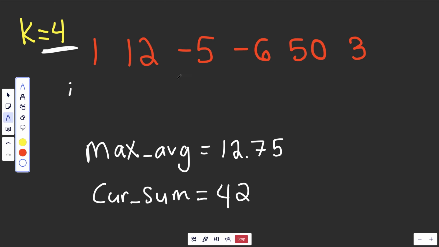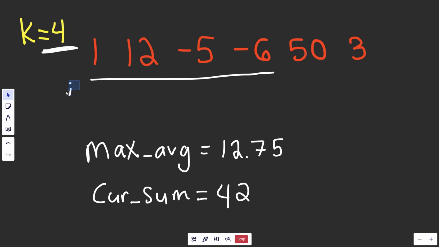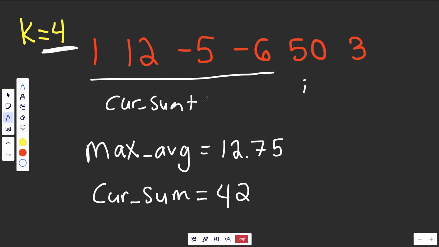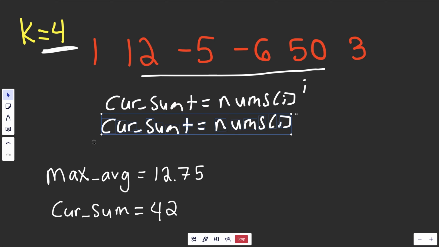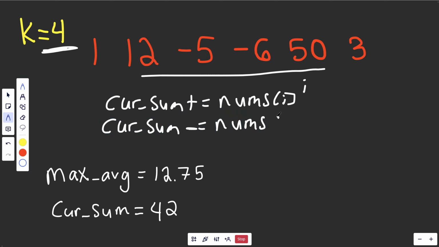Okay, so we're almost good to go here, but I just want to show one particular thing to make sure it makes sense. When we are sliding the window, the thing that we're adding, we're going to do cur_sum plus equals nums at i, because it's going to increase. If I copy this here, we would actually have cur_sum minus equals nums at i minus k, because it's going to lose that value.